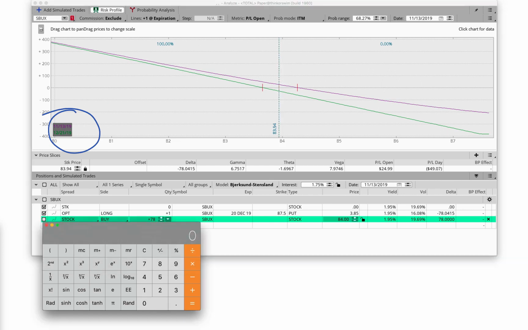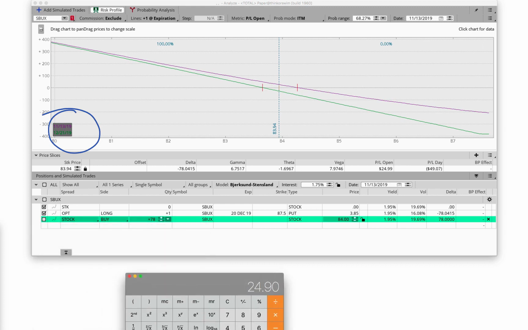$24.90. That'll be close enough. So we're going to go $24.90. That's how much we're making right now. If we got out of this trade, we're going to make $29. It's a small trade. It's an example trade. Hey, if you had 100 of these, you'd have $2,400. If you have 10 of these, you have $240. We got one of them, and so we got $24.90.